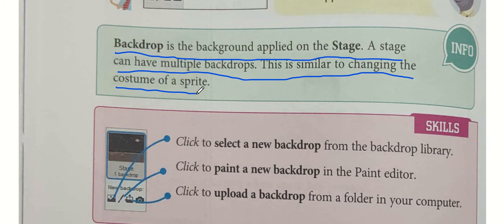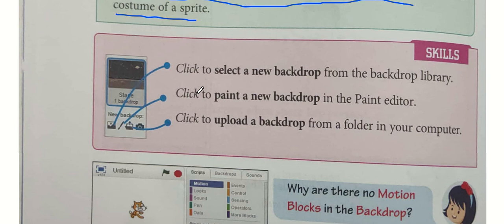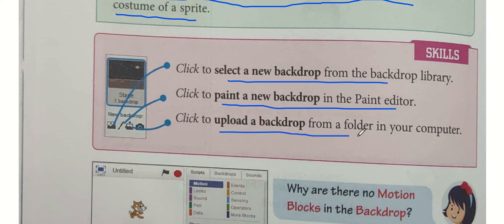How to change the backdrop? The steps are similar as we have learned for changing the sprite or costume of a sprite. For that we have the same things: if we want to change the backdrop, then we can select a new backdrop from the backdrop library, or we can paint a new backdrop by moving to the paint editor, or we can upload a backdrop from a folder in our computer. So these are the similar methods that we have already seen in the case of a sprite.